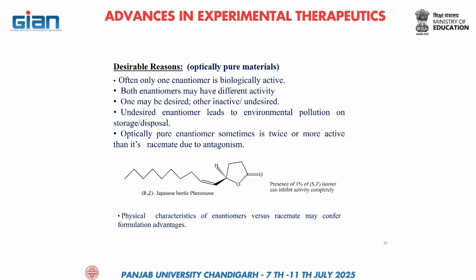Third query क्या हो सकती है? One may be desired, the other is inactive and undesired. आपको एक enantiomer चाहिए, दूसरा नहीं चाहिए, वो अनडिजायर्ड हो सकता है. जो अनडिजायर्ड enantiomer है that can lead to environmental pollution. So if you see, sometimes the optically active enantiomer is twice as active as compared to the racemic mixture.